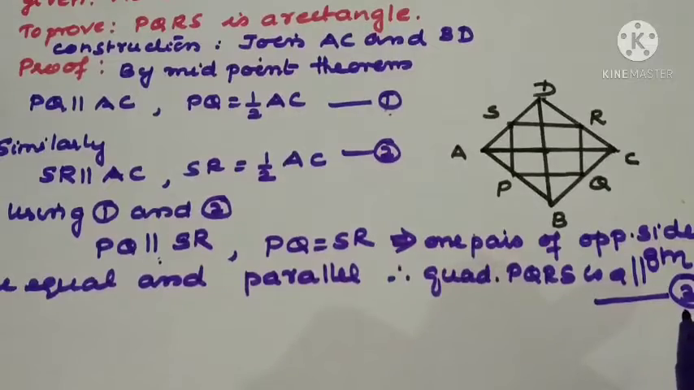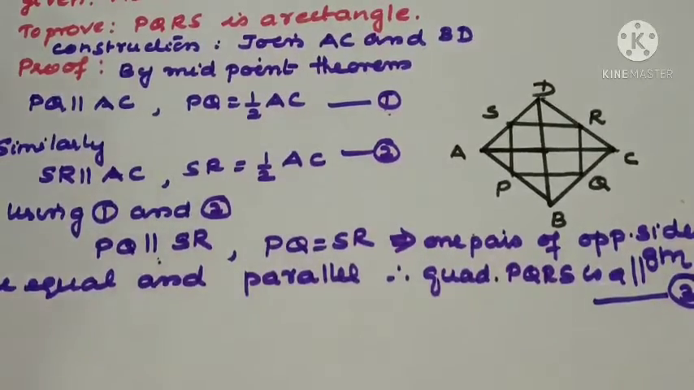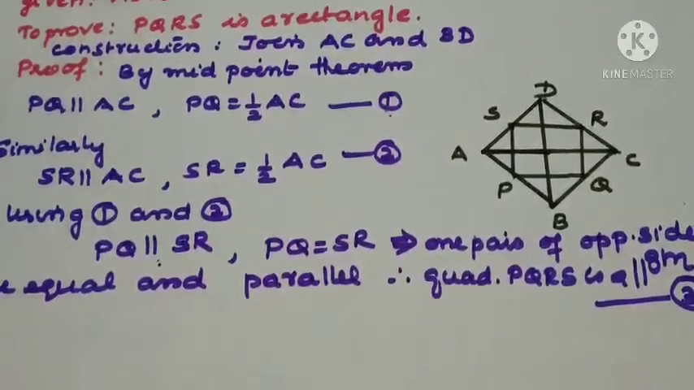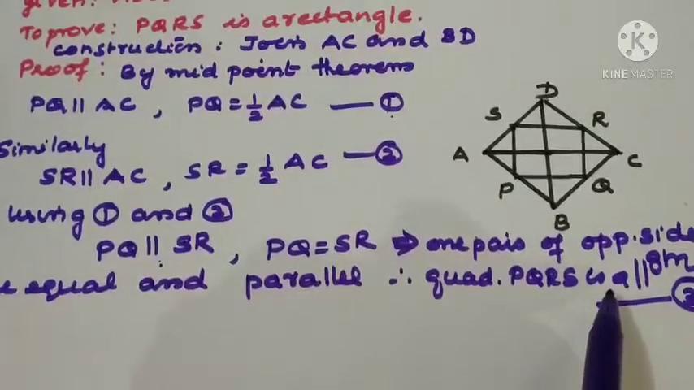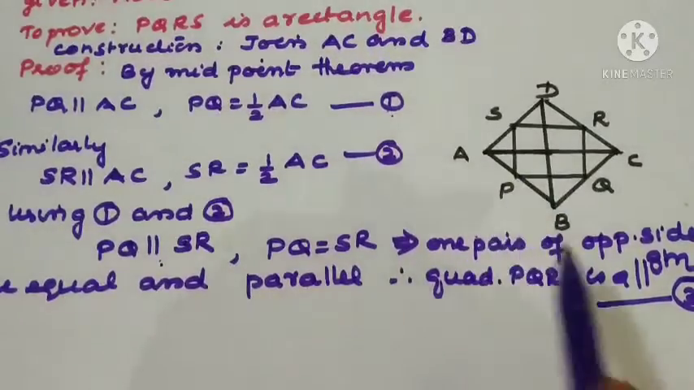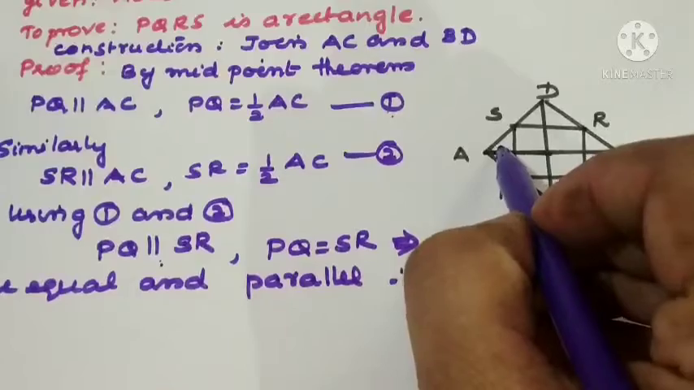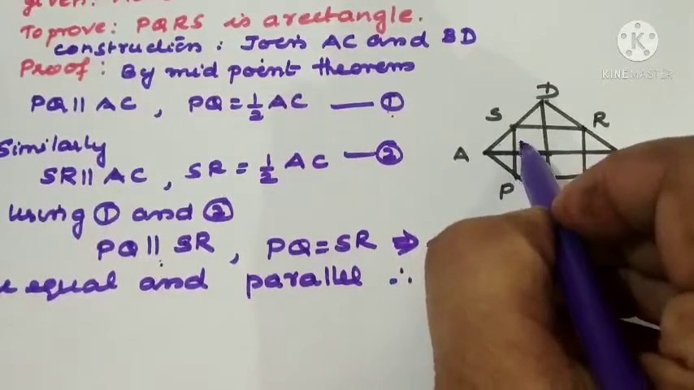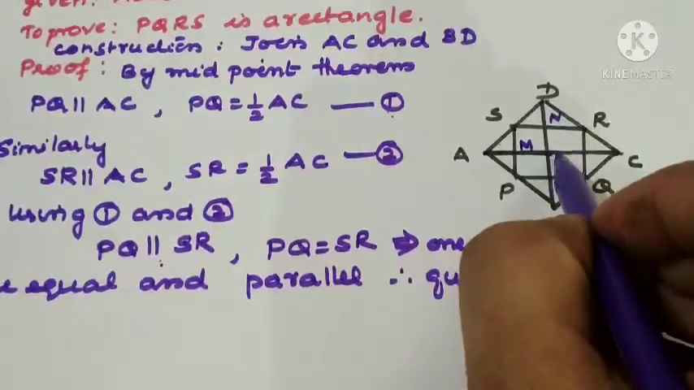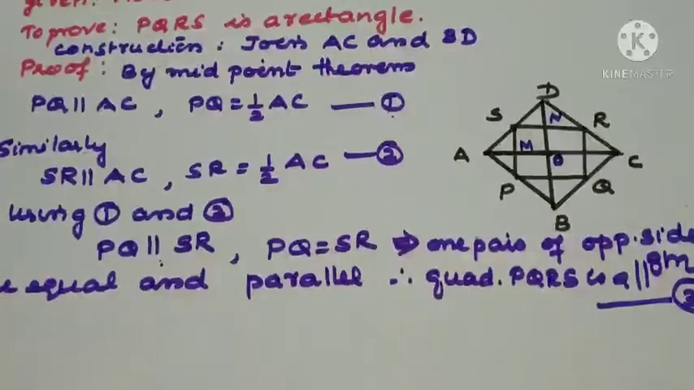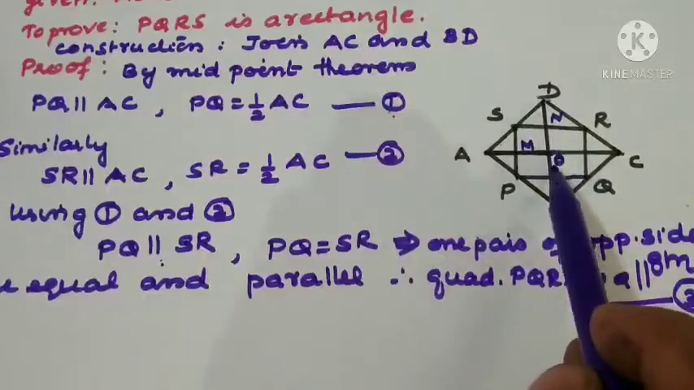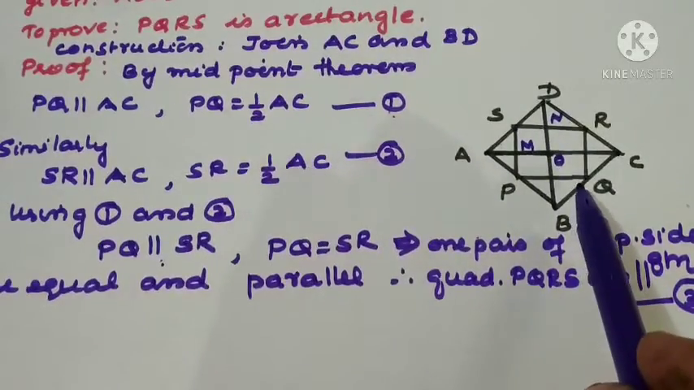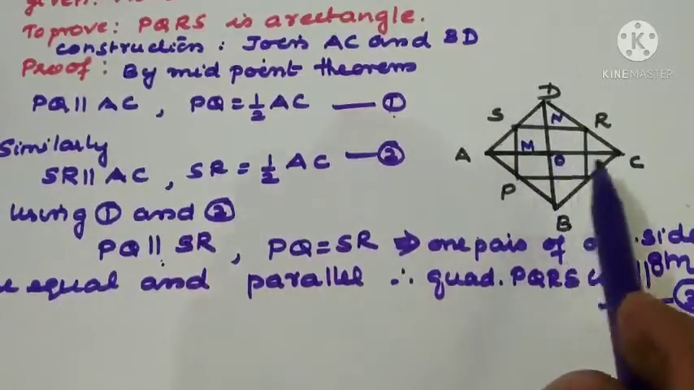We have to prove that PQRS is a rectangle. For that, PQRS is a parallelogram, we got. Now to prove that it is a rectangle, we need to take two points here. One is M and here one is N. Now the diagonals bisect each other at O only. So which part are we taking? S, N, O, M. The smaller part of PQRS, we are taking S, N, O, M only.